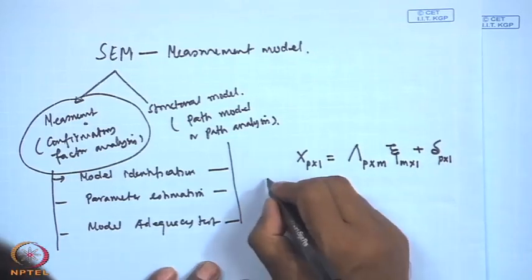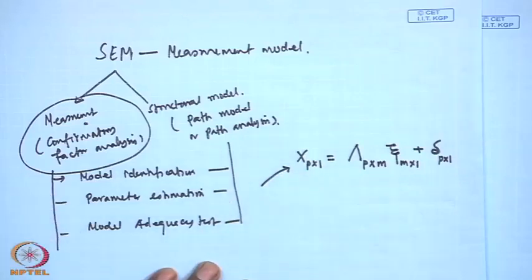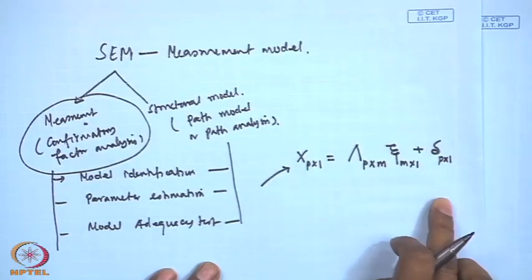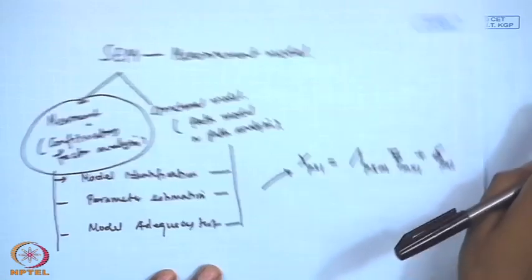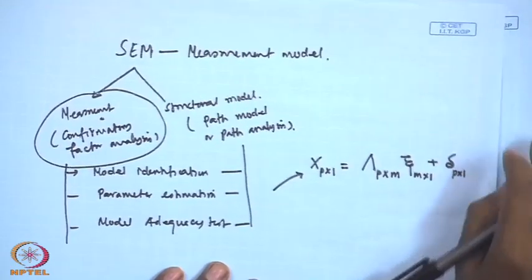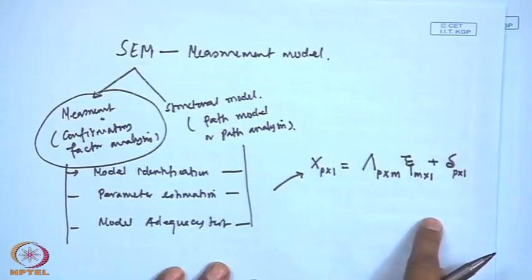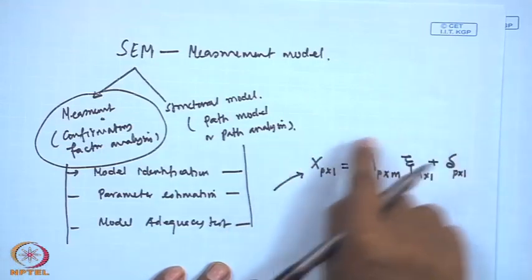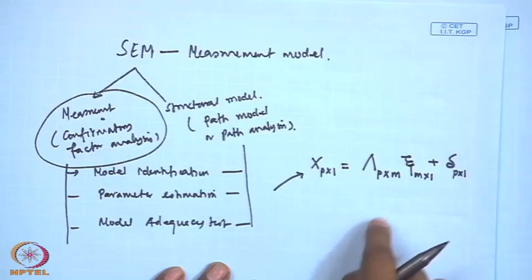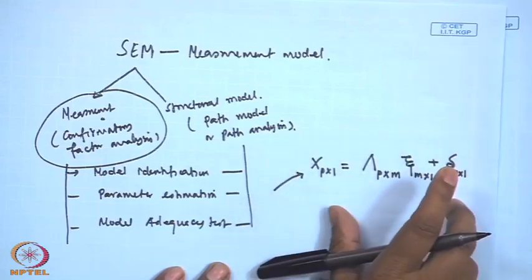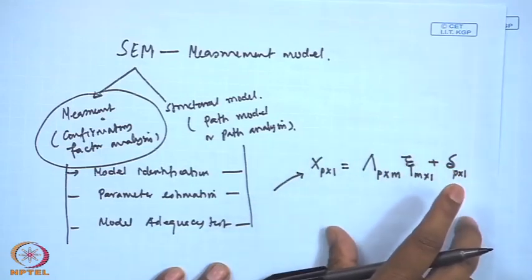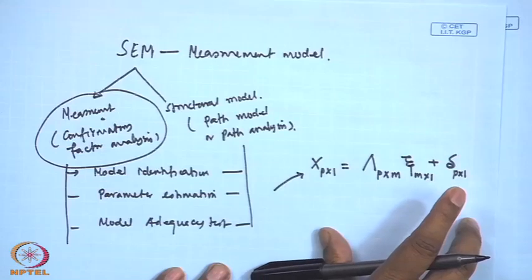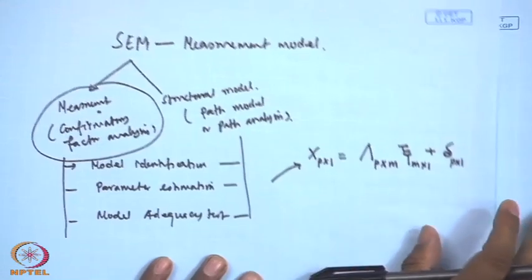So, this is the equation for the confirmatory factor model. Recall that in exploratory factor analysis you found a similar relationship, but there is a difference in the structure of the model, in the model assumption and in the covariance structure. So, what are the assumptions here?